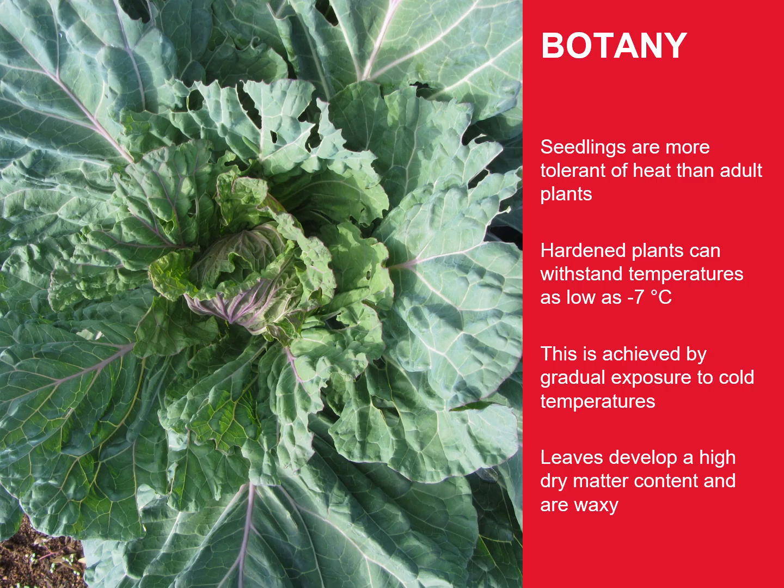Seedlings are more tolerant to heat and heat stress than adult plants. Hardened plants can generally withstand temperatures as low as -7. Hardening means that they've been gradually exposed to outdoor and cold conditions, which makes them more robust and better able to withstand harsher and colder temperatures. The leaves generally develop with a high dry matter content, which again protects them from frost damage, but they also have quite a waxy cuticle, or surface to the leaves, which again helps prevent frost damage.